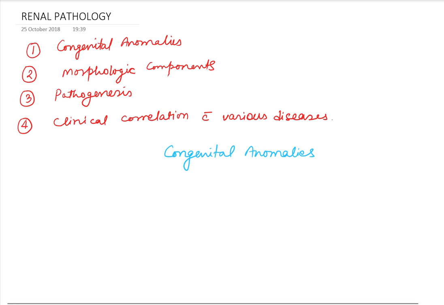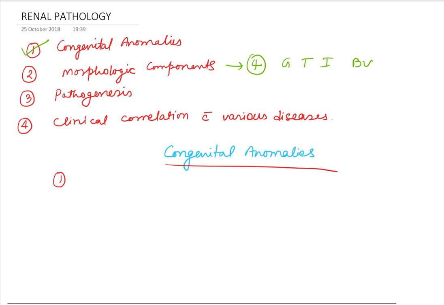Today we are going to discuss renal pathology and our focus will be on congenital anomalies along with morphologic components. It includes the four basic components that are glomerulus, tubules, interstitium and blood vessels. We'll also see the pathogenesis and the clinical correlation with various diseases. So let's get started with the congenital anomalies.